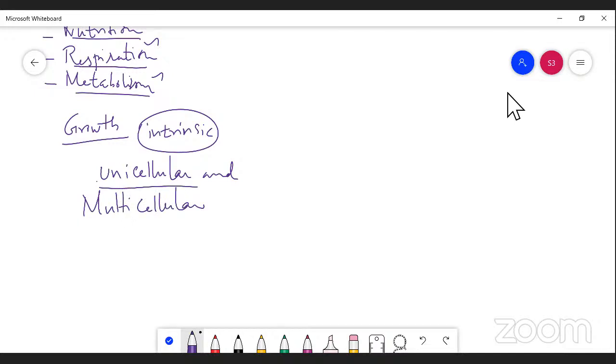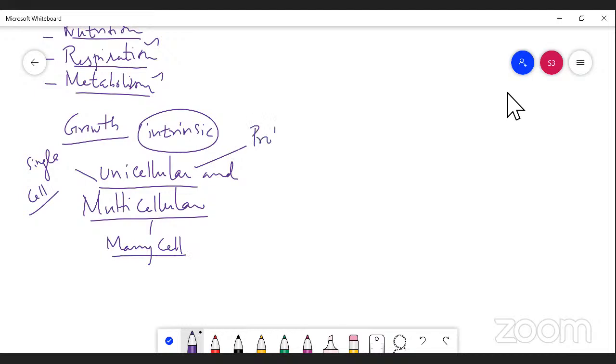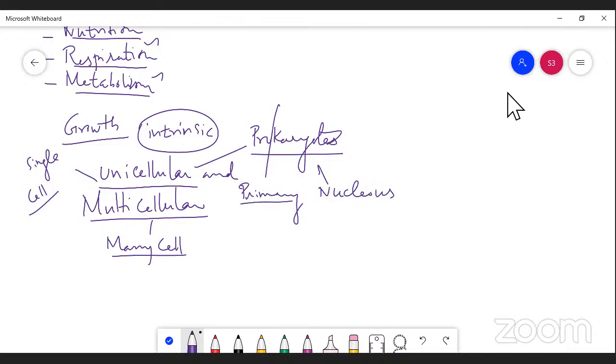What is unicellular? A single cell organism is called unicellular. What is multicellular? A many cell organism is called multicellular. Unicellular organisms are like prokaryotes. Pro means primary, and karyotes means nucleus. Multicellular organisms are mostly eukaryotes.